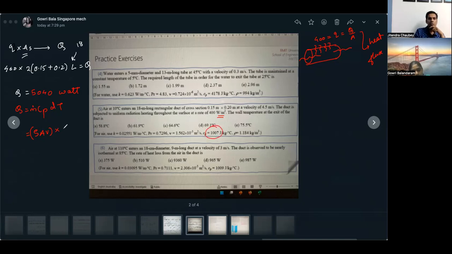Cp of air is 1007, and dt would be final temperature minus 10, because air enters at 10 degrees Celsius and comes out at T final degrees Celsius. So this 5040 will be substituted here. We have the density as 1.184. Area of cross section: m dot will always have cross section. The cross section of the rectangle is 0.15 into 0.2.